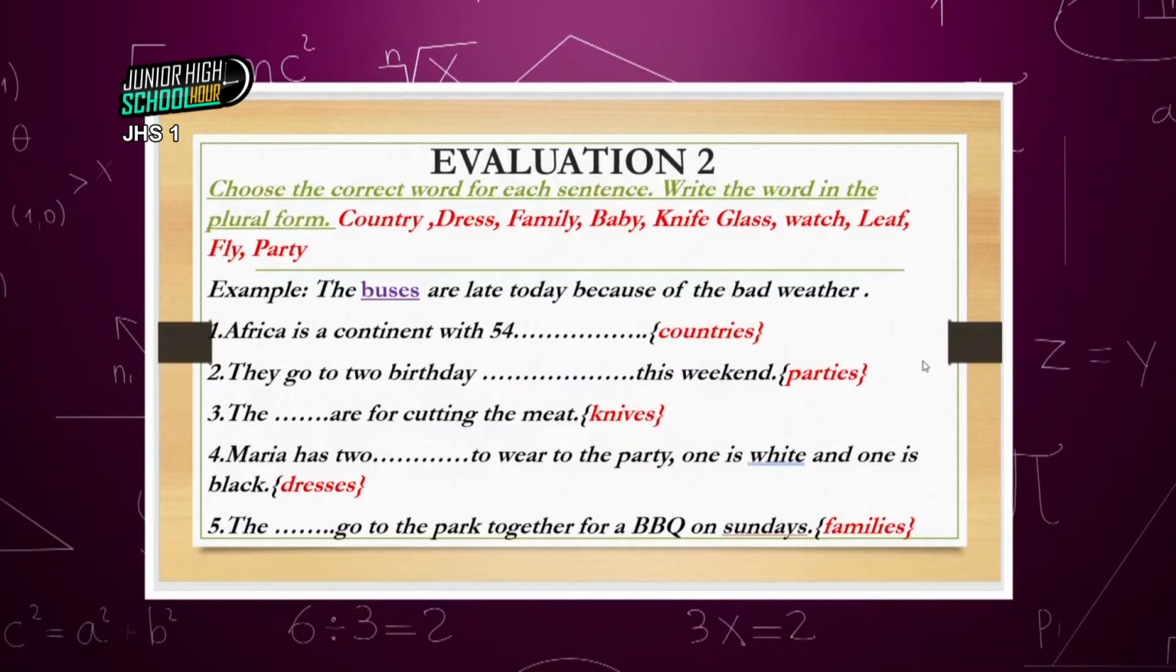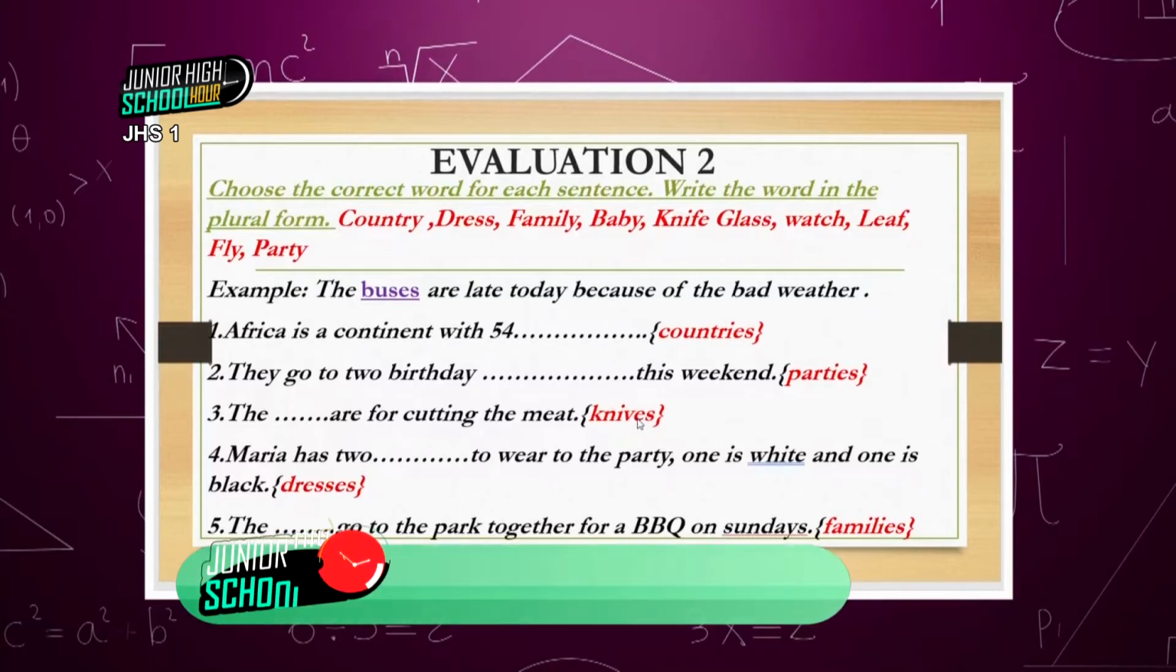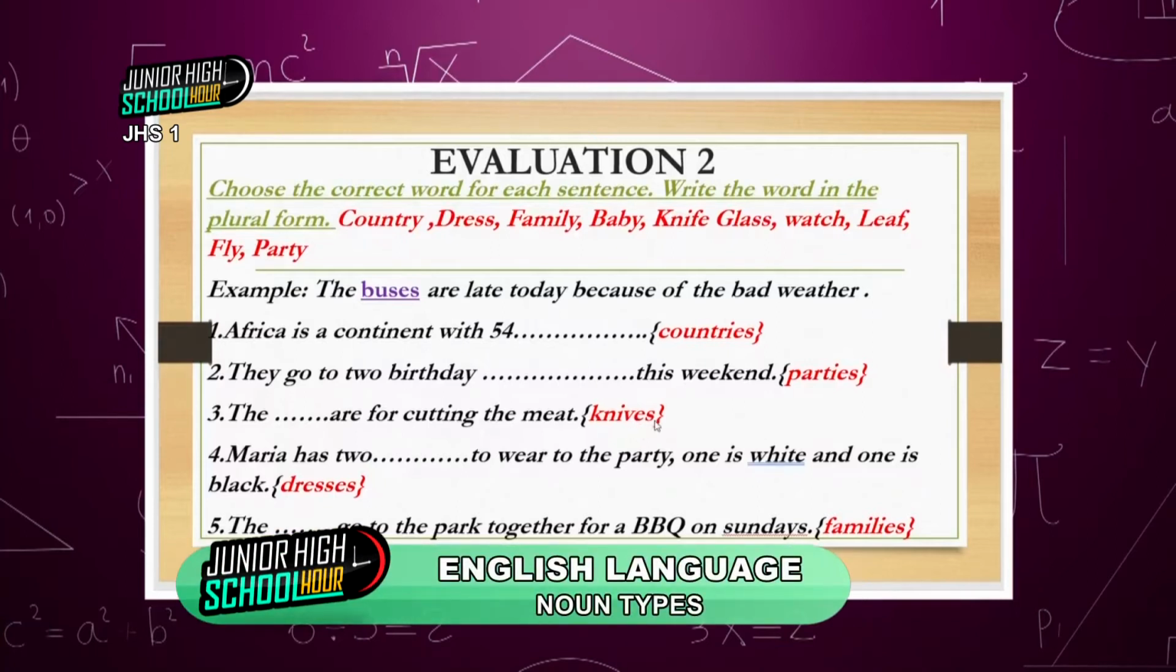But which one up there? Or how did I get my knives? Which singular one there did I get plural from? Knives. So I have knife. So the knife, K-N-I-F-E, not K-N-I-V-E-S. That's the correct one.